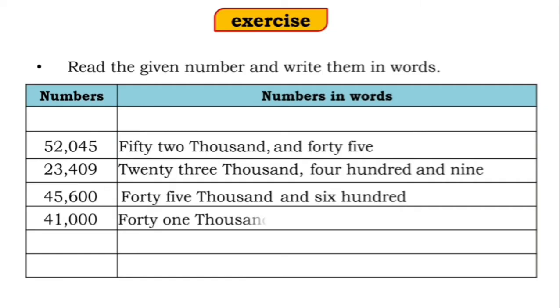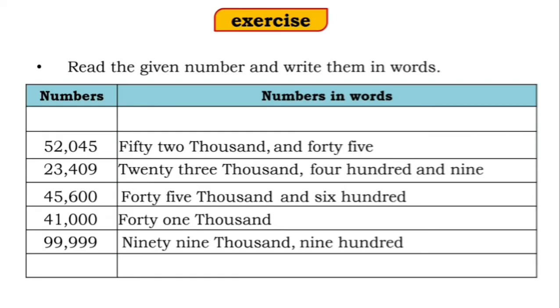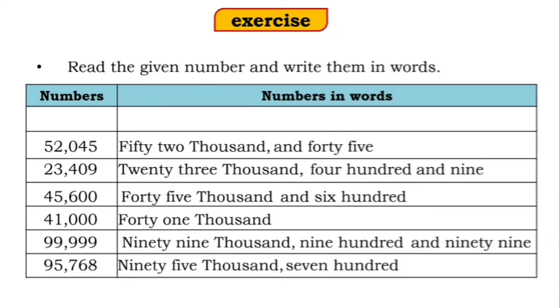41,000. So 41,000. Next number is 99,999. So 91,999. Next number is 95,768. So let's write 95,768.